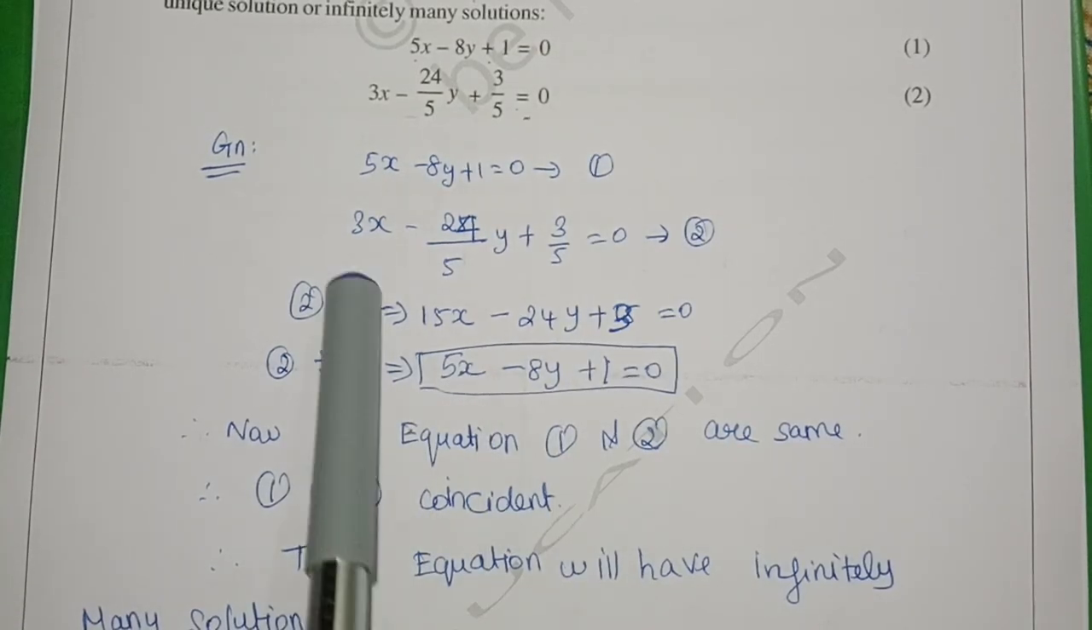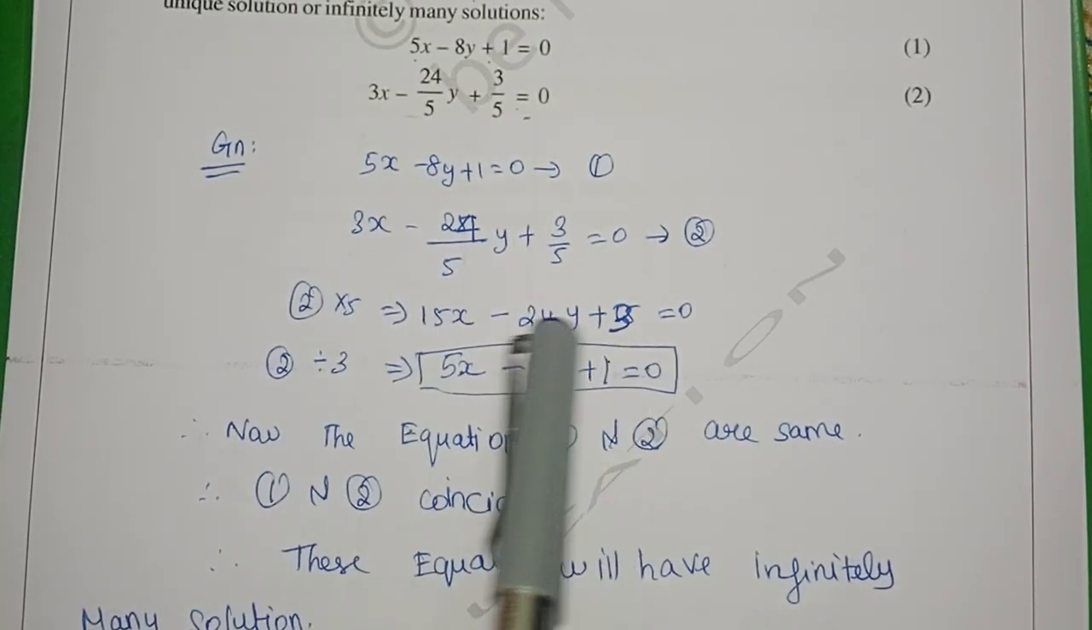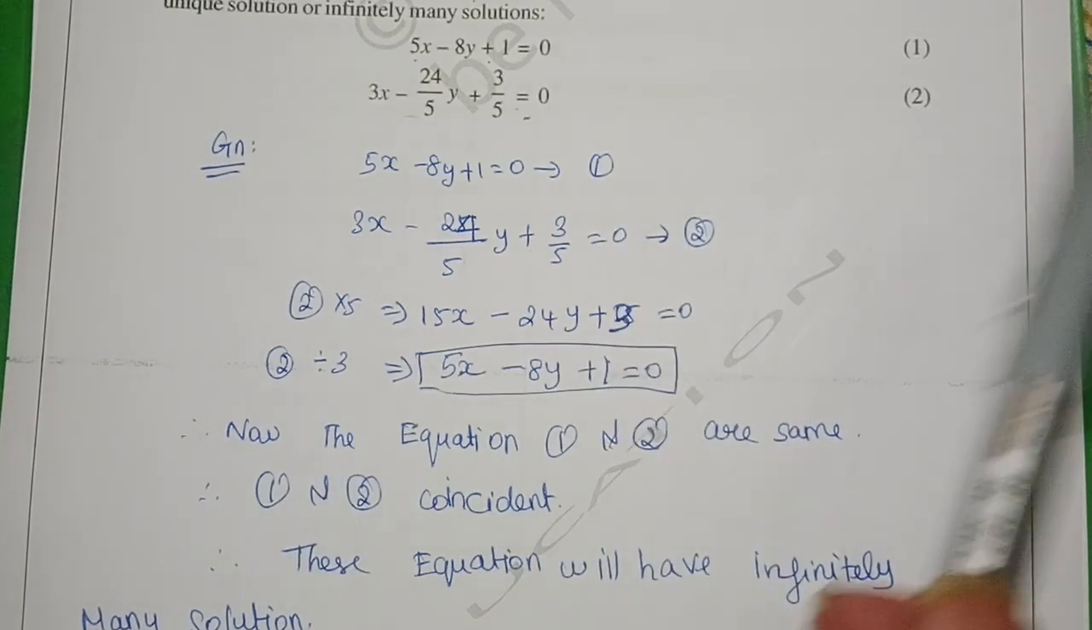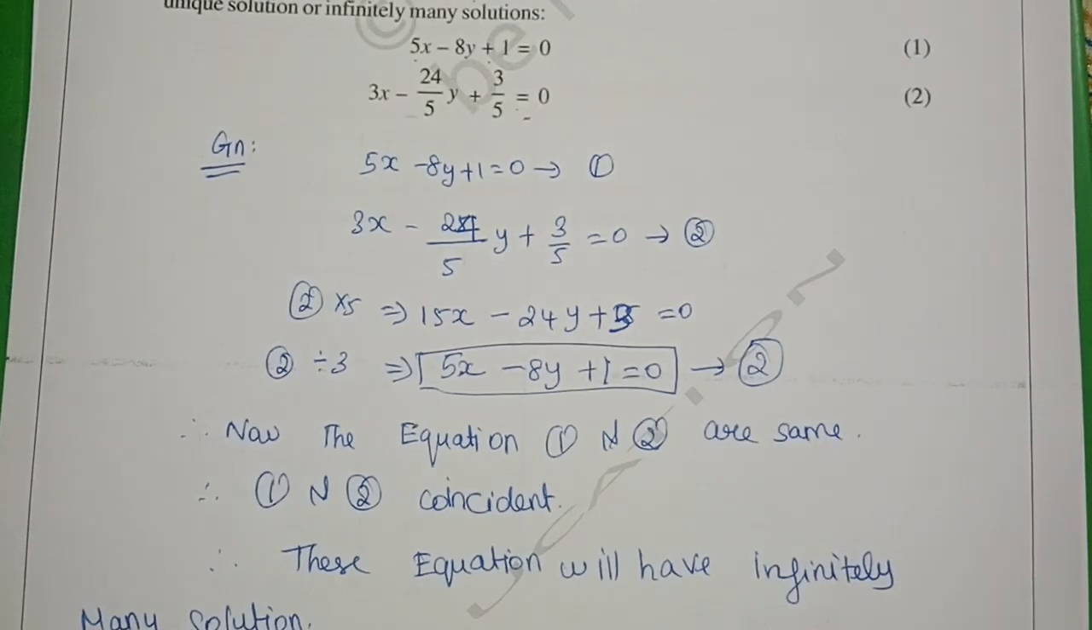In the second equation, we have 5, therefore we multiplied by 5. Next, we get 3 as a common value, therefore divided by 3. Therefore, the equations 1 and 2. This is the updated second equation. Therefore, 1 and 2 are the same and coincident. Therefore, there are infinitely many solutions.